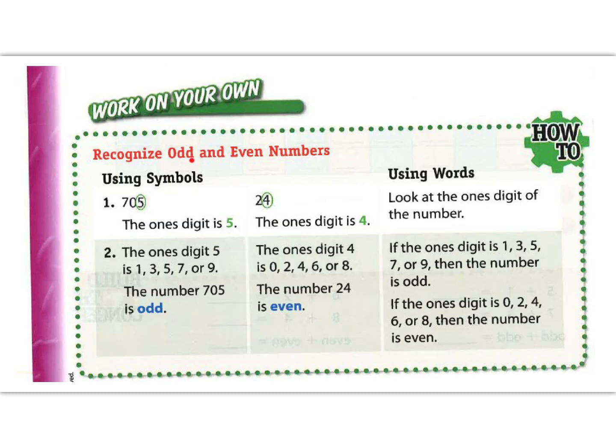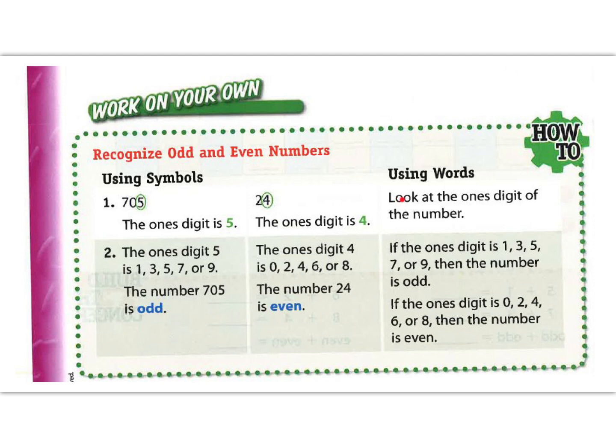So recognizing odd and even numbers using symbols. Number 1, we see 705. The ones digit is a 5. The ones digit 5 is 1, 3, 5, 7, or 9. So the number 705 is odd. We just need to look at the ones digit. Here we have 24. The ones digit is 4. The ones digit 4 is 0, 2, 4, 6, or 8. So the number 24 is even.